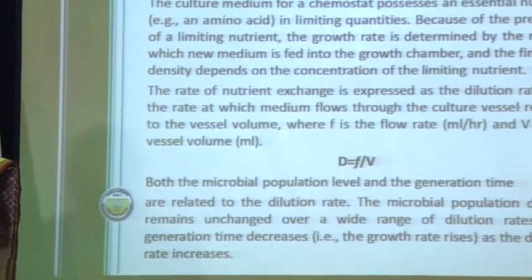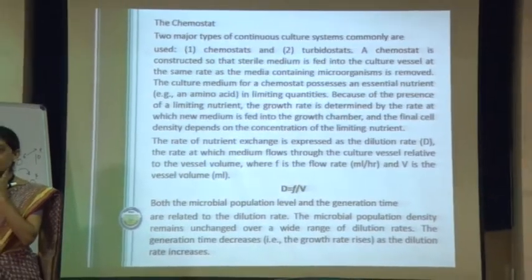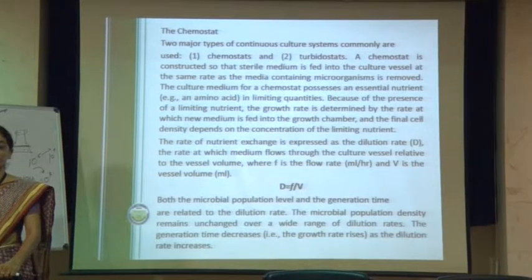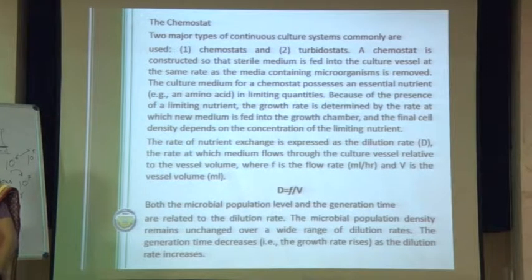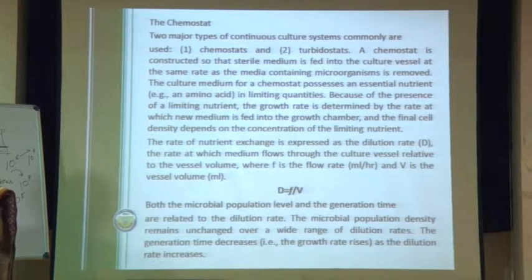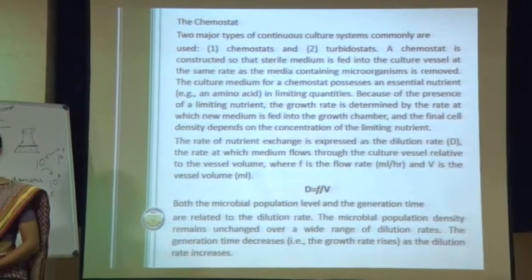So continuous cultivation, or continuous culture, is commonly carried out by two major approaches: first the chemostat and second the turbidostat. A chemostat is constructed so that sterile medium is fed into the culture vessel at the same rate at which the medium containing microorganisms is removed. So you need to have sterile media, a sterile condition.